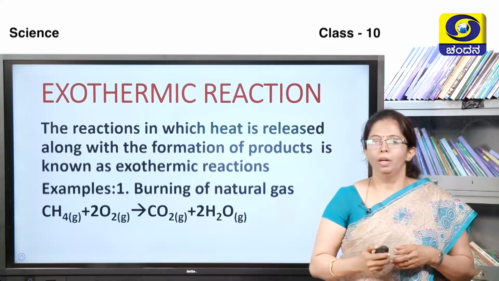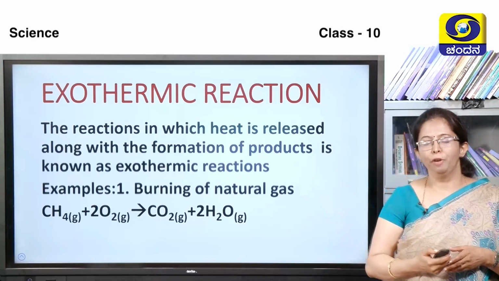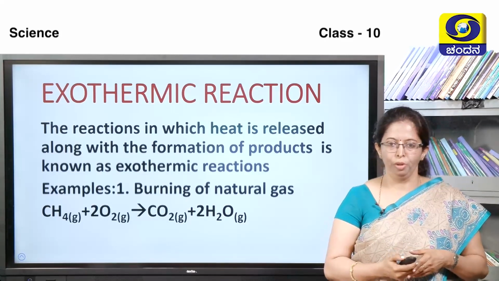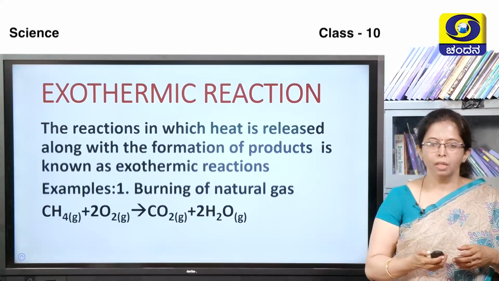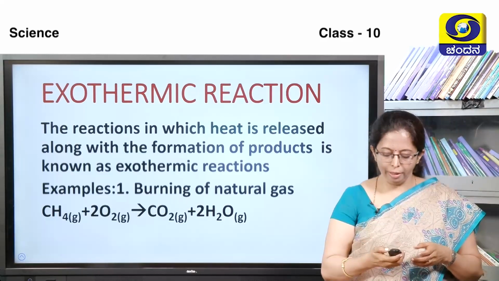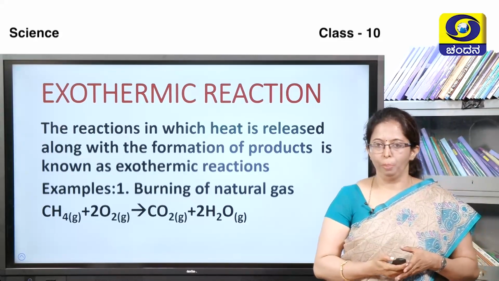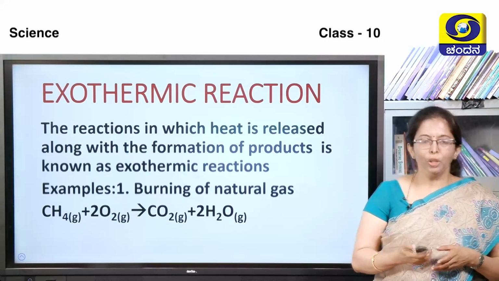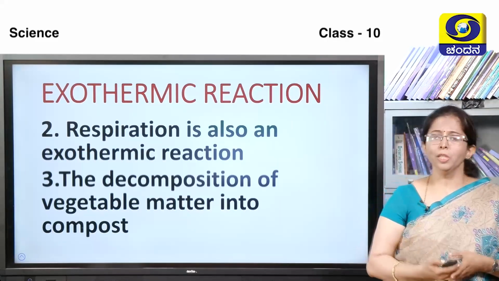Methane, it is a hydrocarbon. As you can see, the formula of methane is CH4. It burns in oxygen to form carbon dioxide, and heat and light will also be liberated. Moving on to the next slide, respiration.